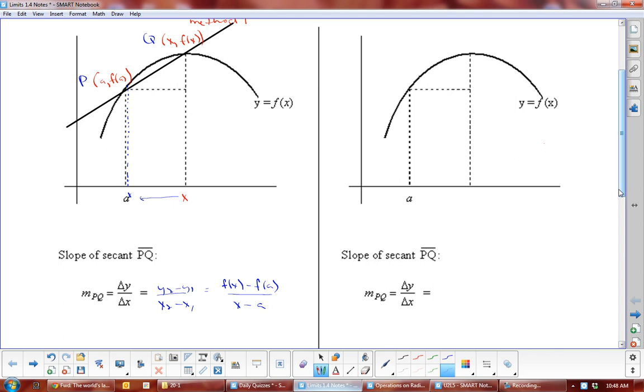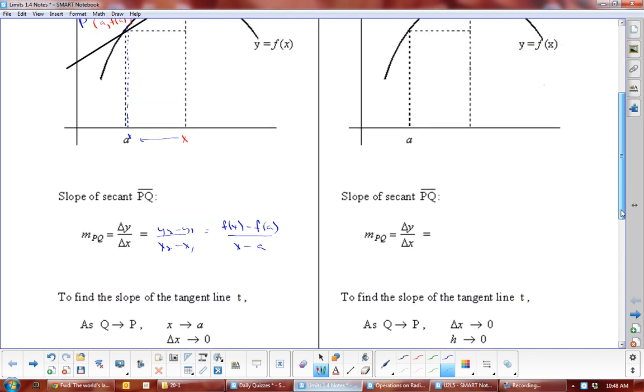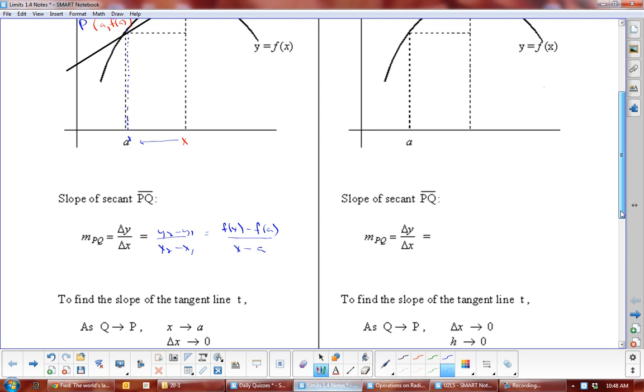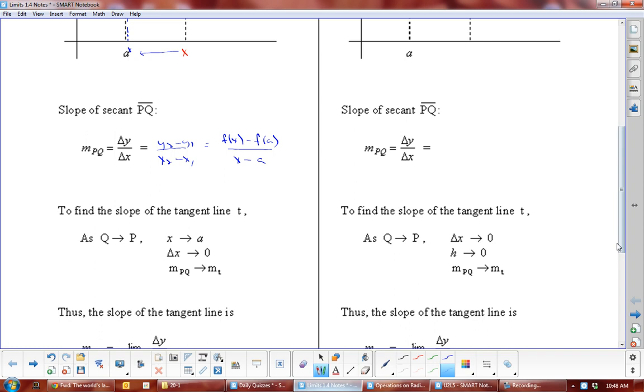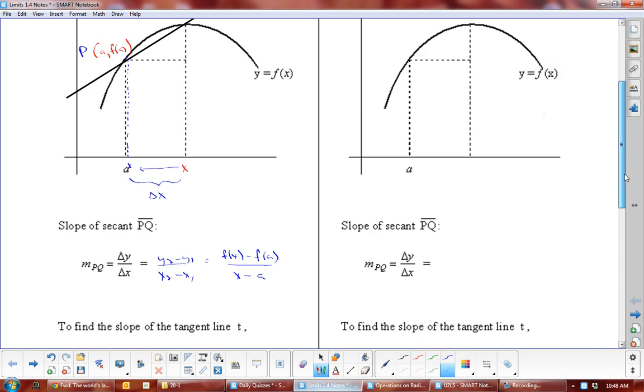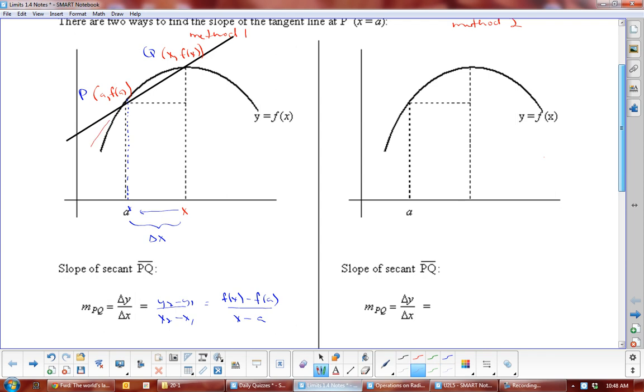Now, what we want is we want to get Q moving closer to P. Now, when that happens, x gets closer and closer to a. So delta x, just so you know, this is delta x, change in x, or the difference between the two. It's going to get closer and closer to 0. Therefore, MPQ will get closer and closer to the slope at that point. Okay, as Q gets closer and closer, you will see that it will become the slope at that point.